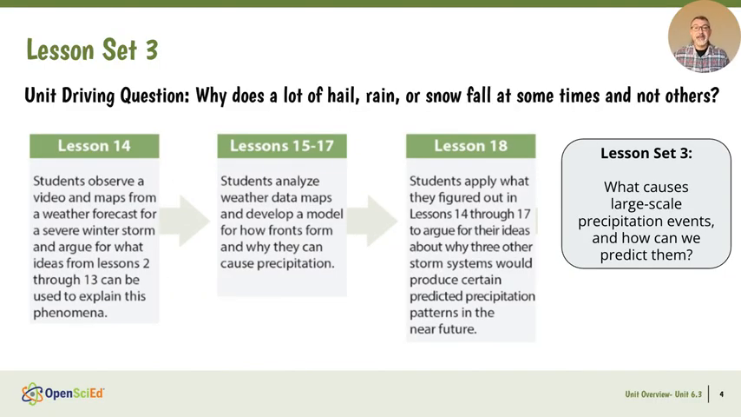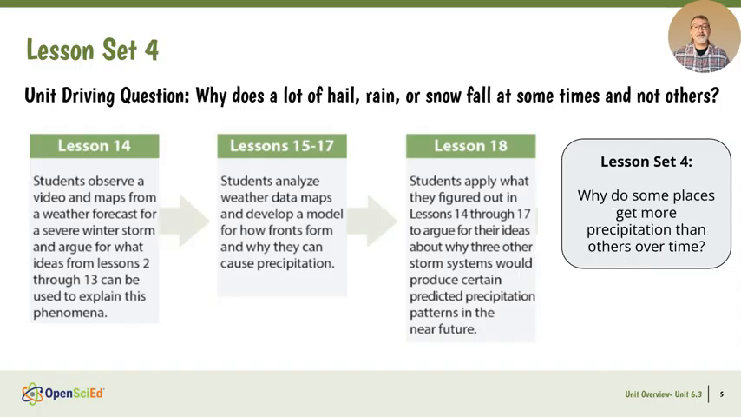During lesson set 3, students think about the atmosphere as a system and examine weather map data to help answer the question about what causes large-scale precipitation events and how we can predict them. And finally, during lesson set 4, students analyze global weather events over longer time periods to help answer the question about why some places tend to get more precipitation than others when observed over time.